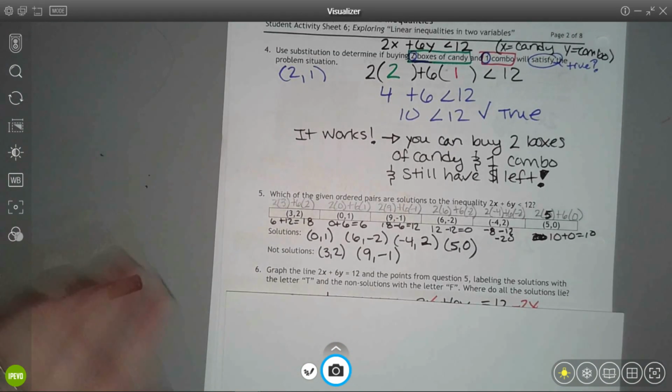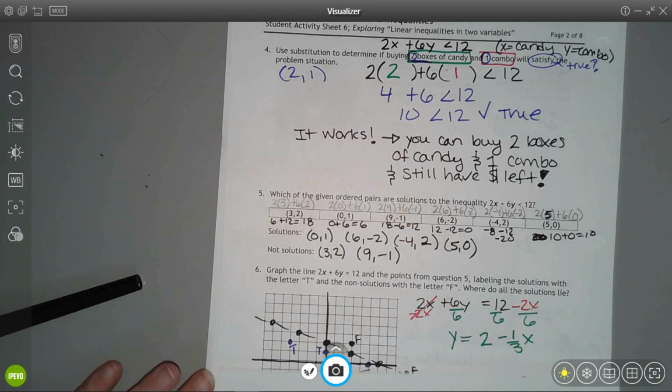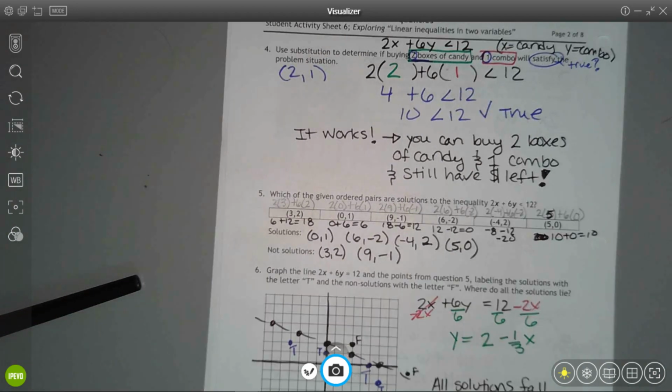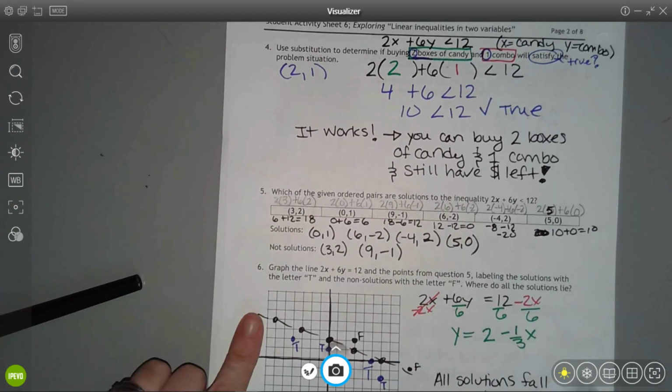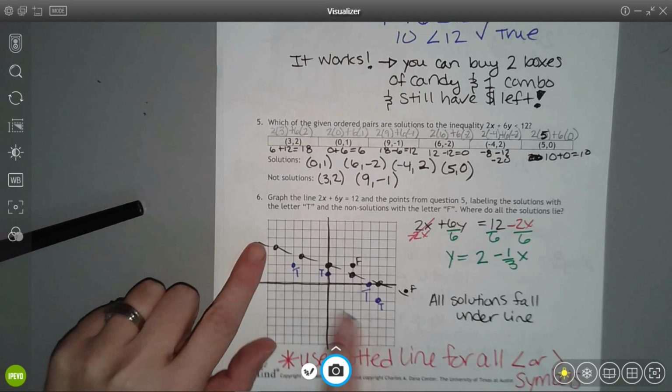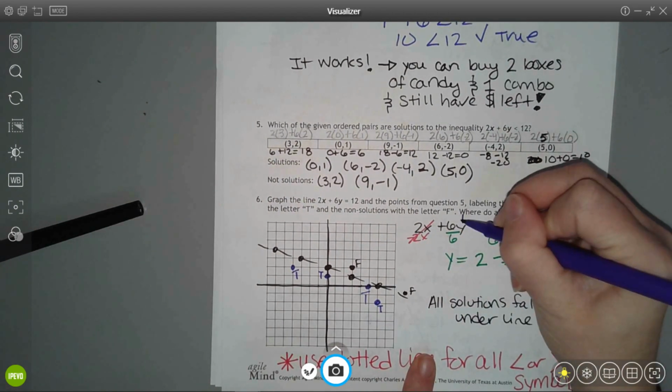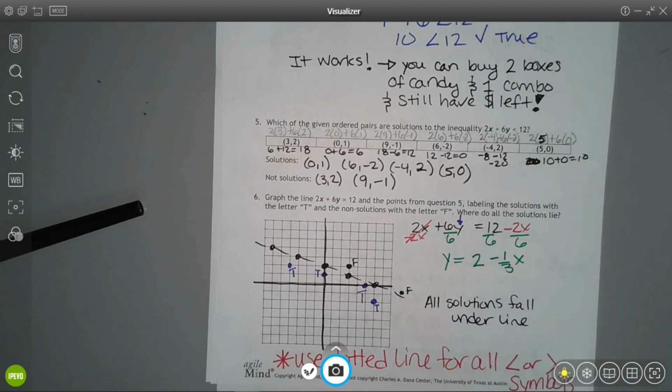So now, guys, for number 6, they want us to graph this line, graph the line and then label the solutions with the letter T and then the non-solutions with the letter F. Okay, so what I did here is I went ahead and I labeled this. Okay, I drew my line. And for you guys to see, I went ahead, I got the y alone. I put it in slope-intercept form. There was another way you could do it too by finding intercepts. But for now, this is what I did.